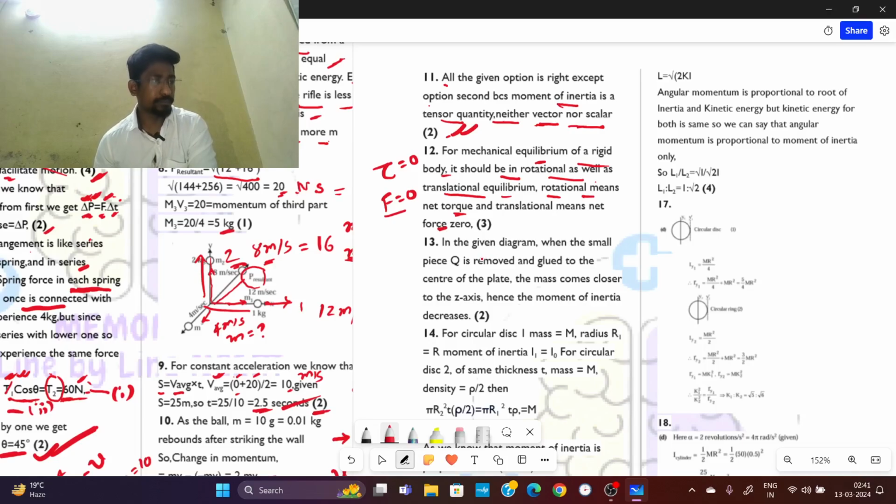If you saw the diagram, when this q is removed and glued to the center of the plate, the mass of the plate comes closer to the z-axis. Hence, therefore, the moment of inertia decreases, as we know that I is proportional to r square. So, as the r decreases, therefore, I also decreases. So, therefore, option 2 is correct. Moving on to the next question.